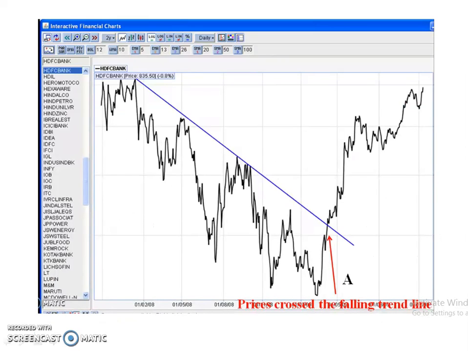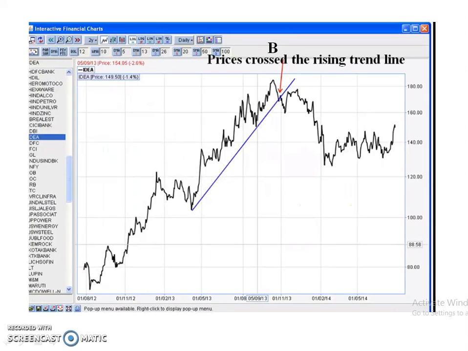In this image, you can see the trend reversal from downtrend to uptrend after the stock price breaks below the trend line as indicated by an arrow. And in this image, you can see the trend reversal from uptrend to downtrend after the stock price breaks above the trend line as indicated by an arrow.